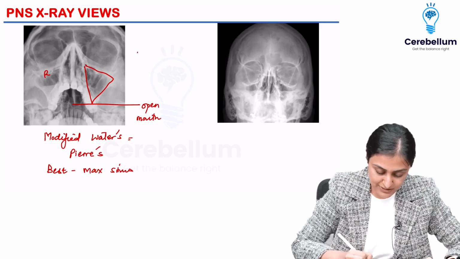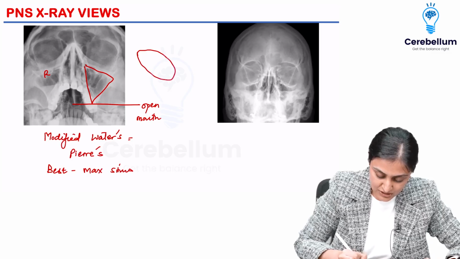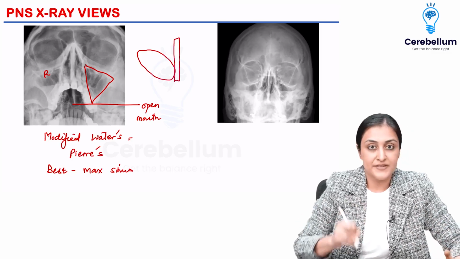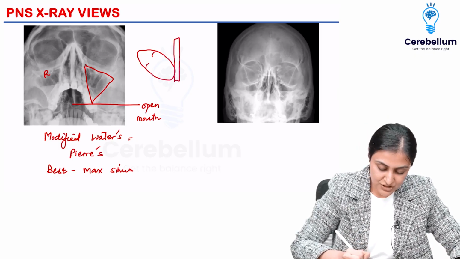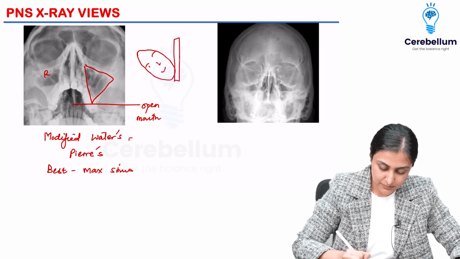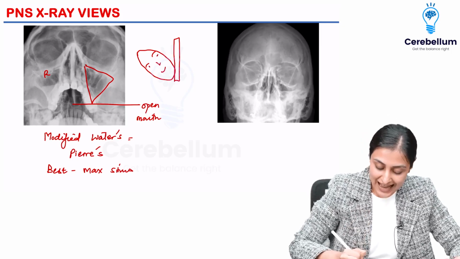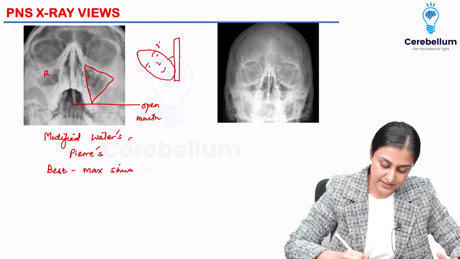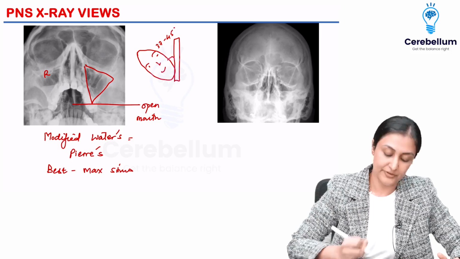So just to give a diagrammatic representation, not a great diagrammatic representation, but it will do the job. This is the image receptor. Imagine this is the patient. Okay, so the angle between the chin and the image receptor is around 37 to 45 degrees.